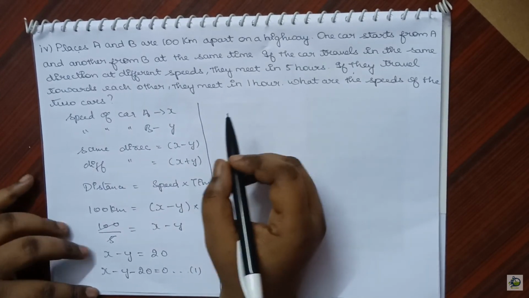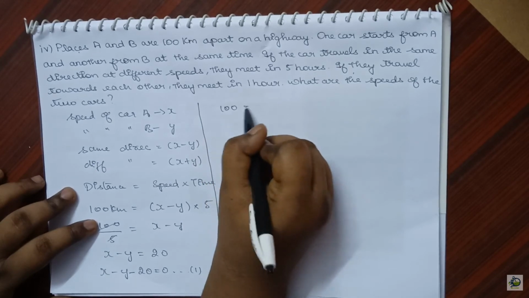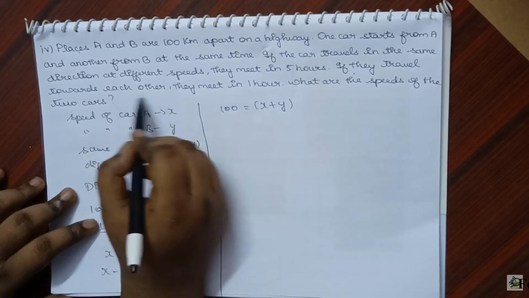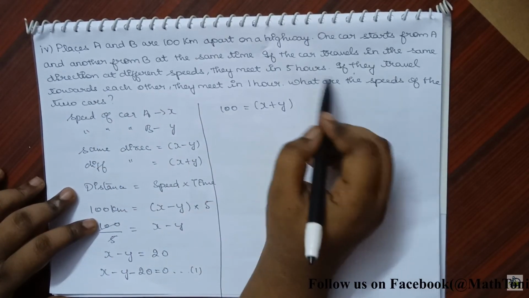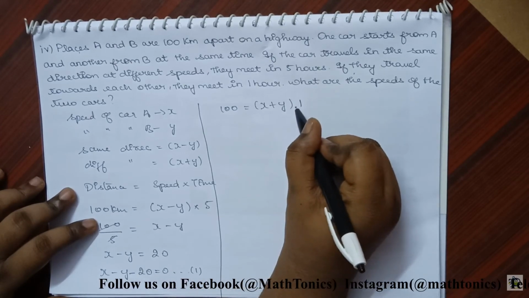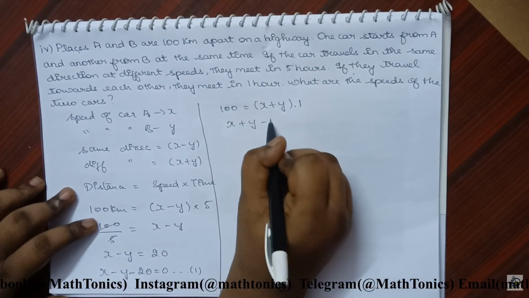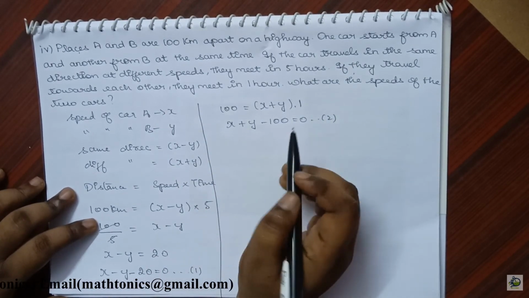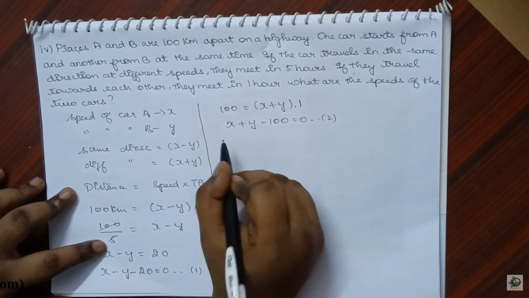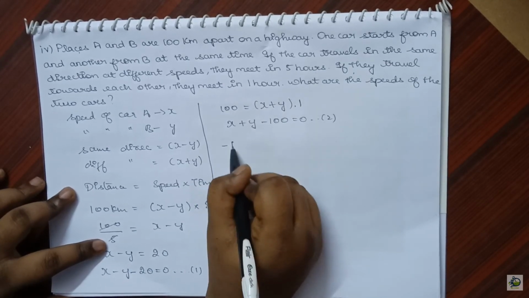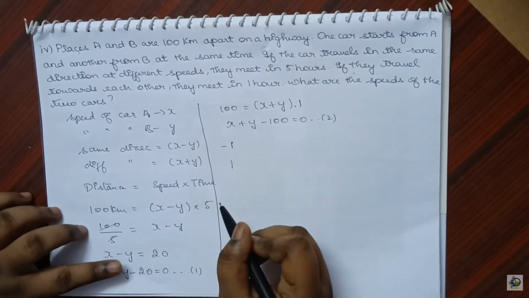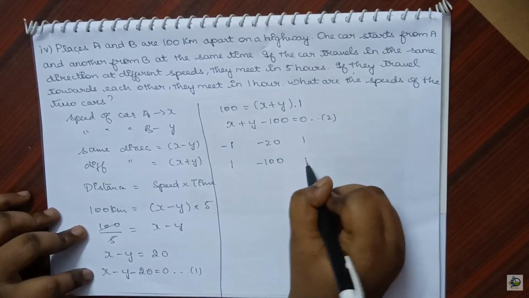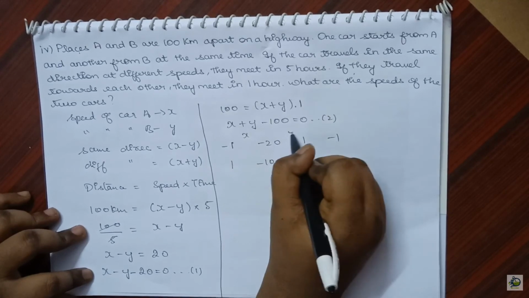Next, the distance is 100 kilometers. The speed is x plus y when they are traveling towards each other, that is, in the opposite direction, and they meet in 1 hour, so into 1. So x plus y minus 100 equal to 0 is my second equation. Now we have to solve both these equations by the cross multiplication method. So 1, minus 1, minus 20; 1, 1, minus 100; and then 1, minus 1, 1, 1. So this is x, y, 1.